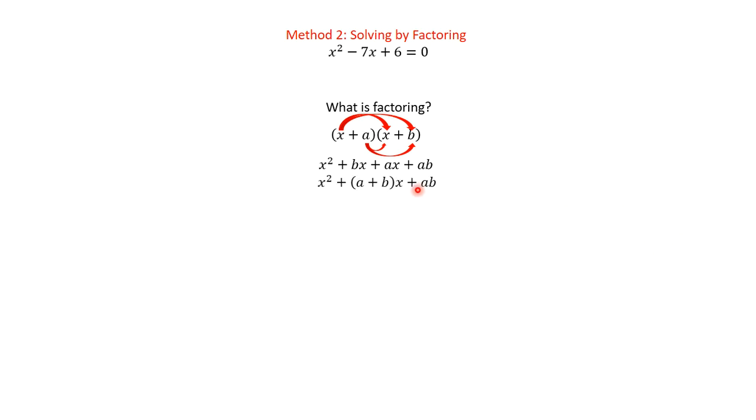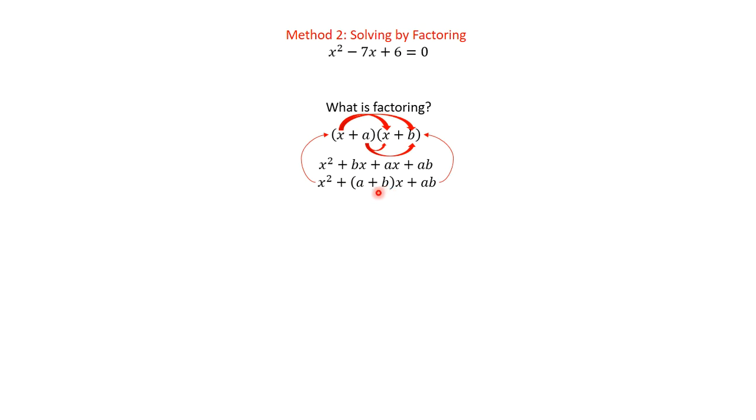So solve by factoring. If we have the exact same equation, x squared minus 7x plus 6 equals 0, we can factor it. Now what is factoring? Well, it's like distribution. Distribution, we have x plus a times x plus b. We can multiply the x and x, and x and b, a and x, a and b, to get x squared plus bx plus ax plus ab, which we can then factor out the x here to get a plus b times x. And factoring is just going backwards. We have this, we want to make it look like this.